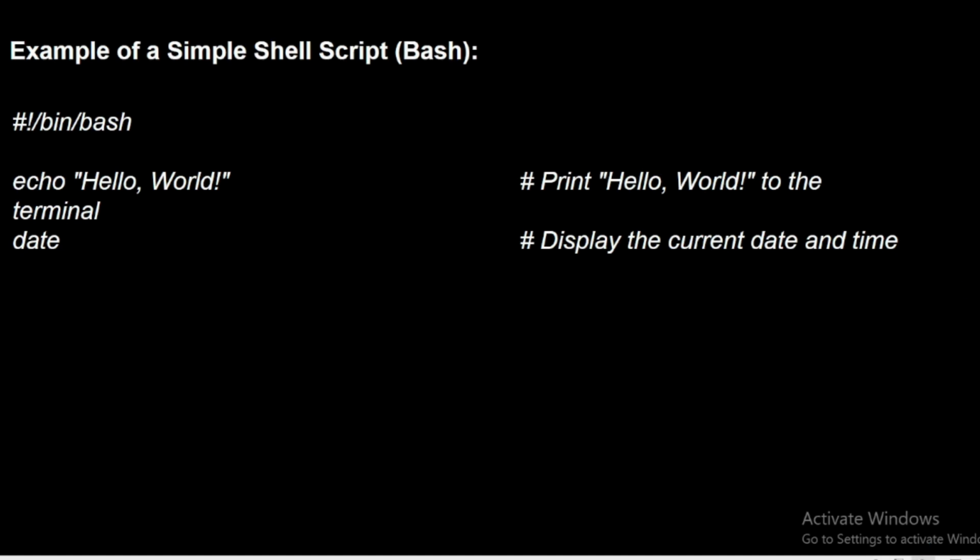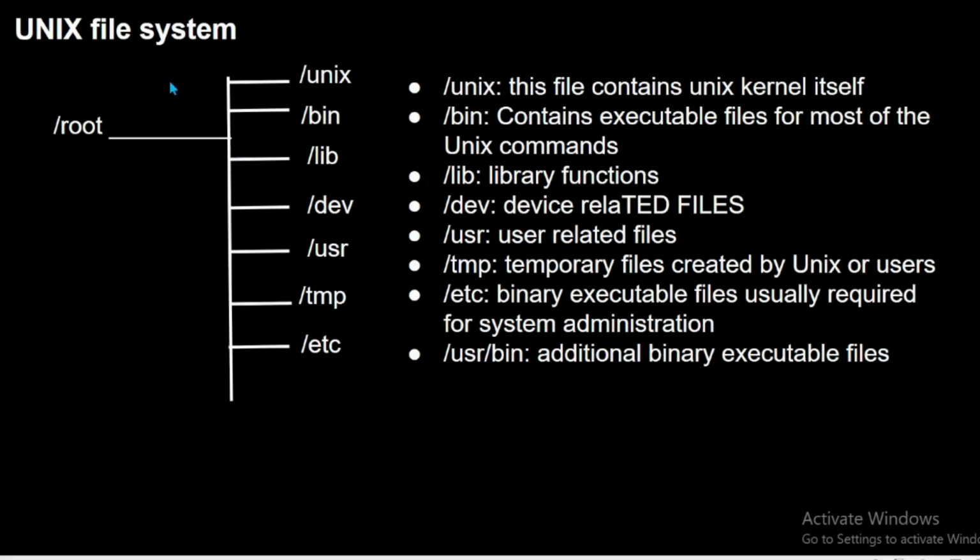The last part is the Unix file system. The Unix file system is hierarchical and it starts with a root node with a single root directory and branches into subdirectories like unix, bin, lib, dev, usr, tmp, etc. Now, the unix subdirectory contains the Unix kernel itself.